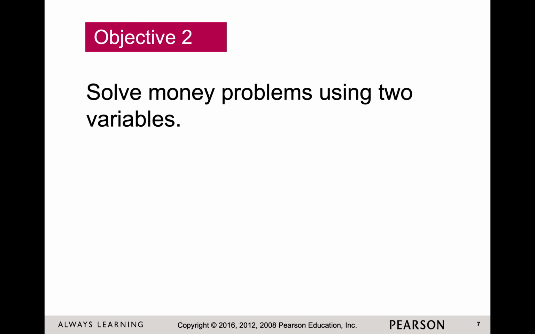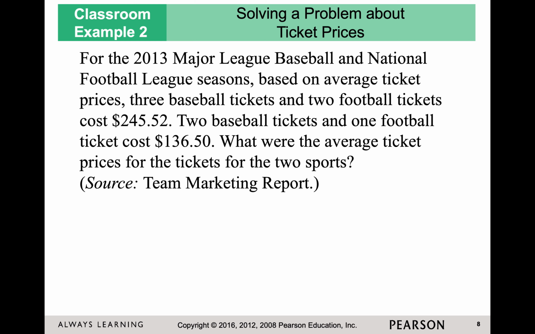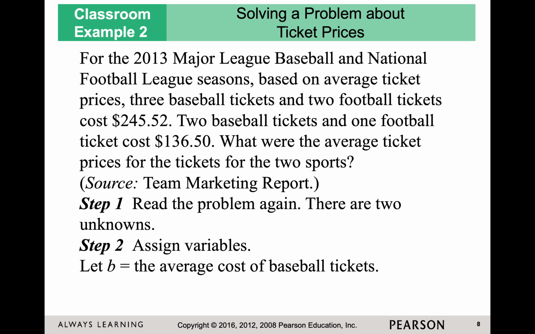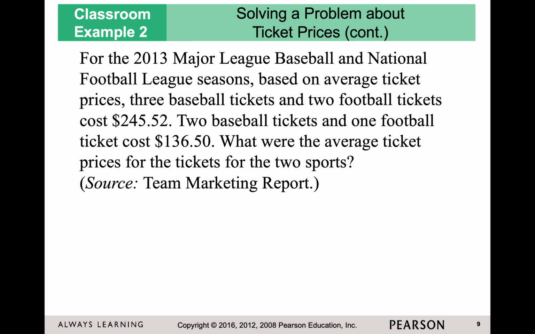If I want to solve money problems, this is an example of a money problem. I'm going to read the problem 2 times. I want to grasp what are the years here, what are the numbers representing, and then I'm going to assign the variable. I'm going to let B be the average cost of the baseball tickets because that's what's varying here. And F is going to be the average cost of the football tickets because they're also being varied here.